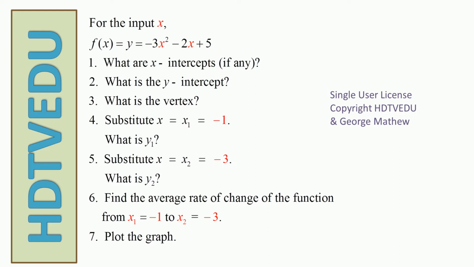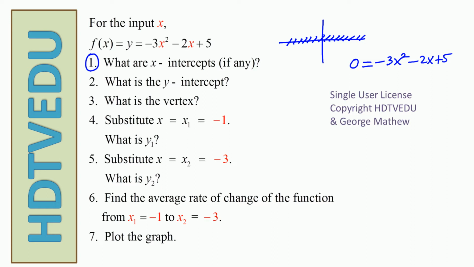So let's do x-intercepts. X-intercepts means what? That is the point where the graph touches the x-axis. And you know that on the x-axis, y is equal to 0. So you set y equal to 0. So that means our given function, negative 3x squared minus 2x plus 5, is equal to 0. Solve for x.